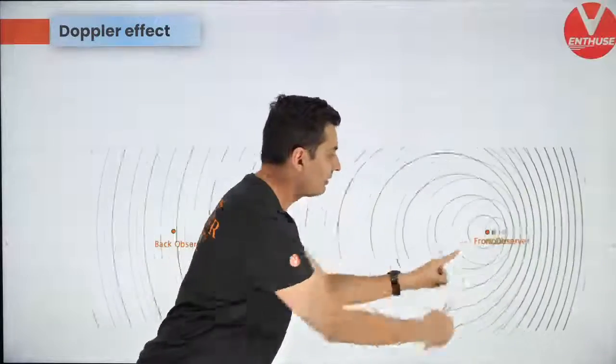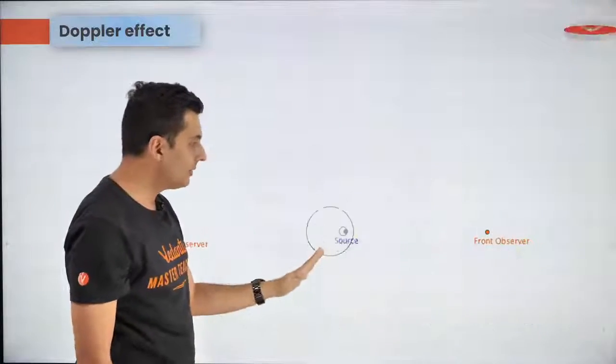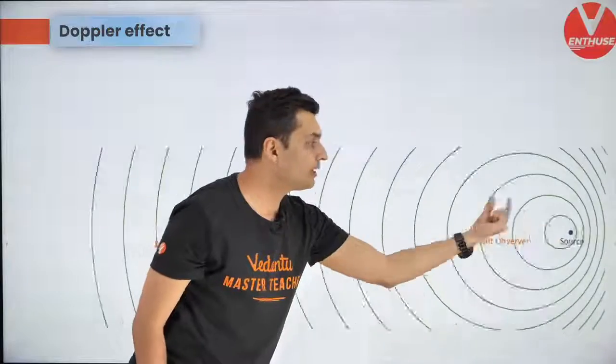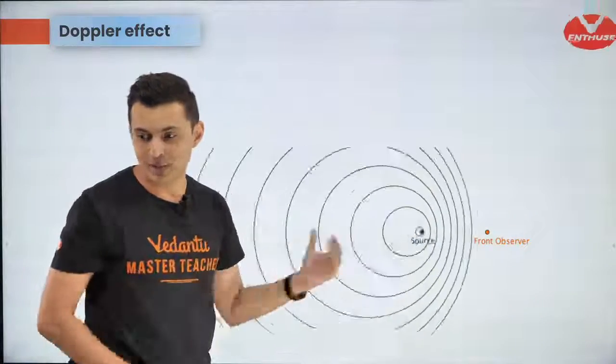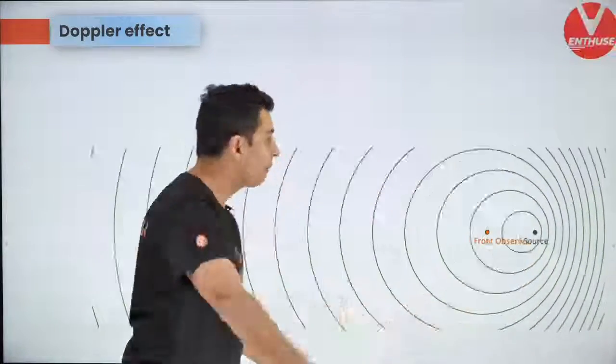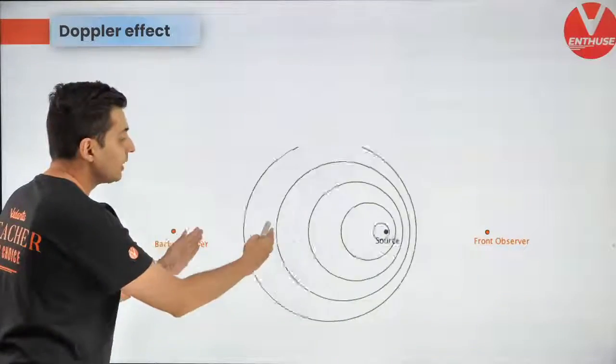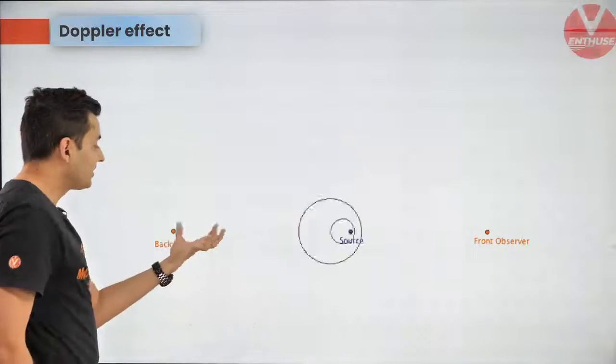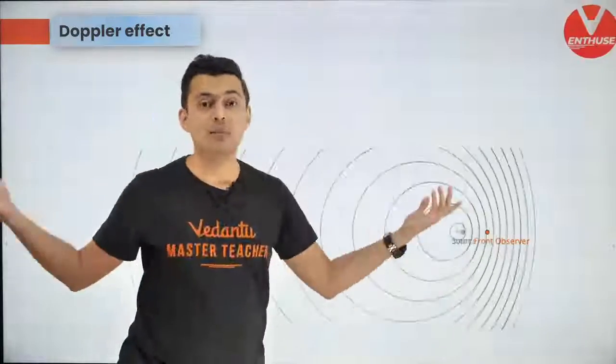See, these are the newer wavefronts. And do you notice one thing? If you are an observer here, you will see the gap between the wavefronts has reduced. But if you are an observer here, then because the spacing between the wavefronts has increased, you will see the distance between them has increased, so the wavelength will be larger.